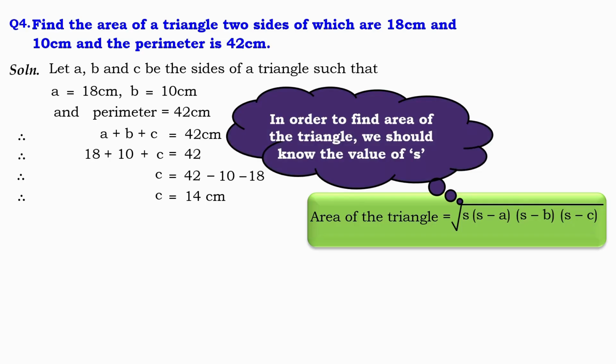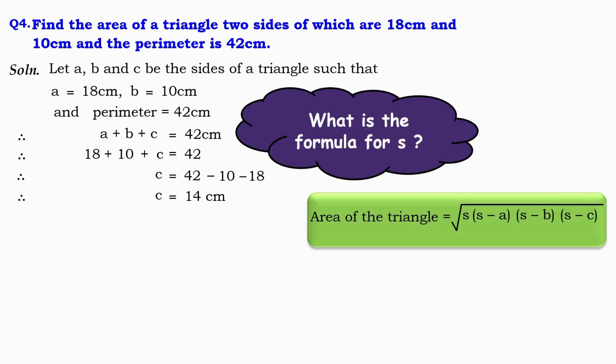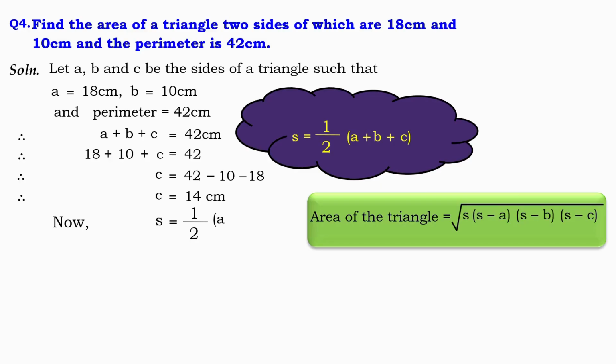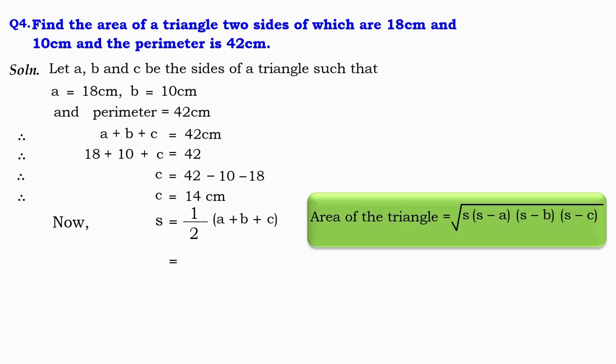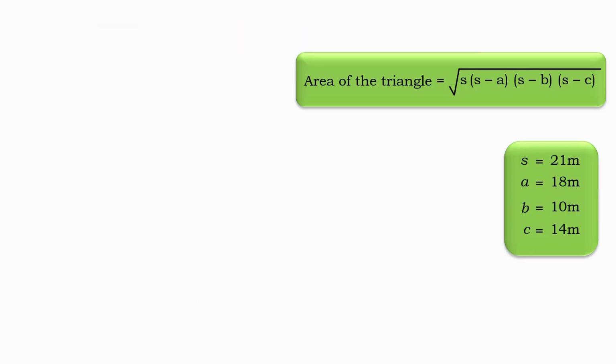So now in order to find the area of the triangle, we should know the value of S. So what is the formula for S? That is equal to half into perimeter. So S equal to 1 by 2 into A plus B plus C. So A plus B plus C already we know that is equal to 42 centimeter. So which is coming 21 centimeter.